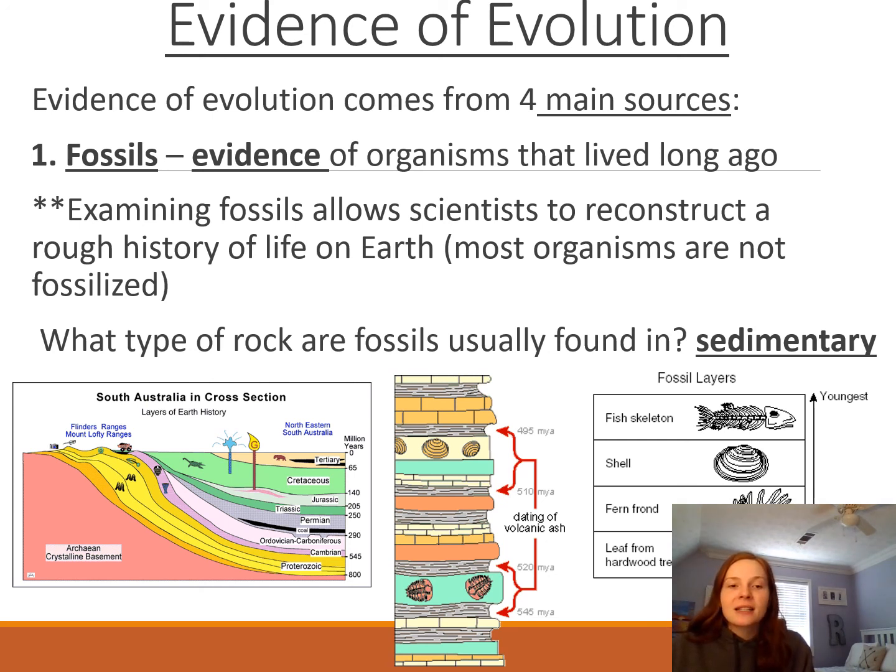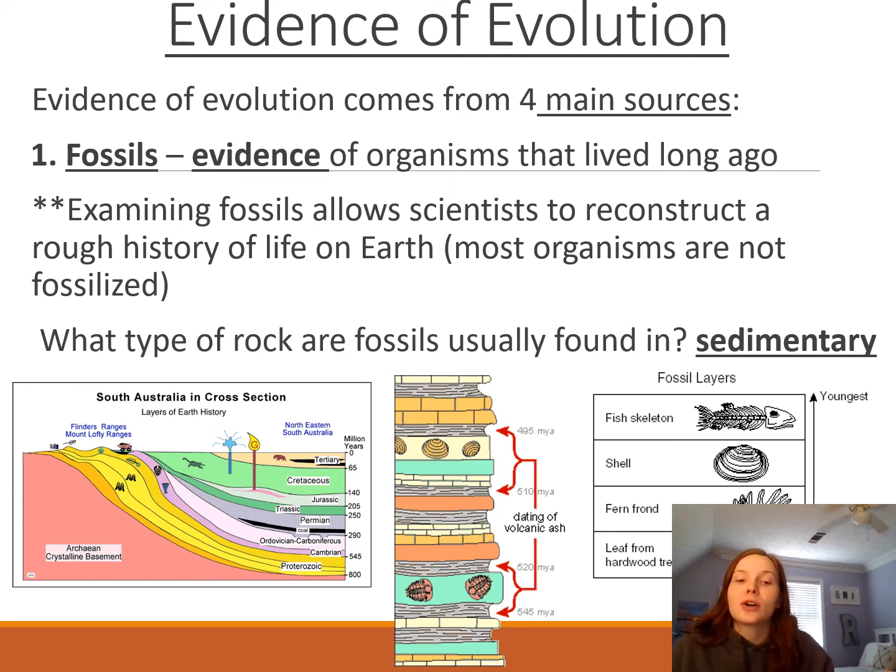And a little fun fact is that fossils are found in sedimentary rock. And if you look at the layers of rock, the layer at the bottom is the oldest. And then as new layers are deposited, you're going to get newer and newer organisms. So that's how we can kind of trace the development of life on Earth. Okay, so that's the first source of evidence.